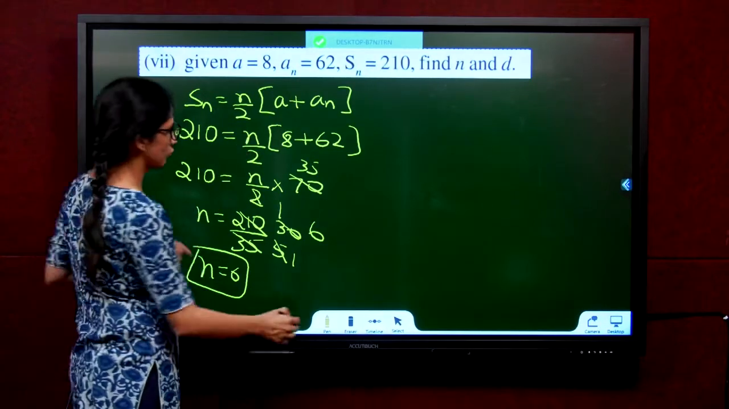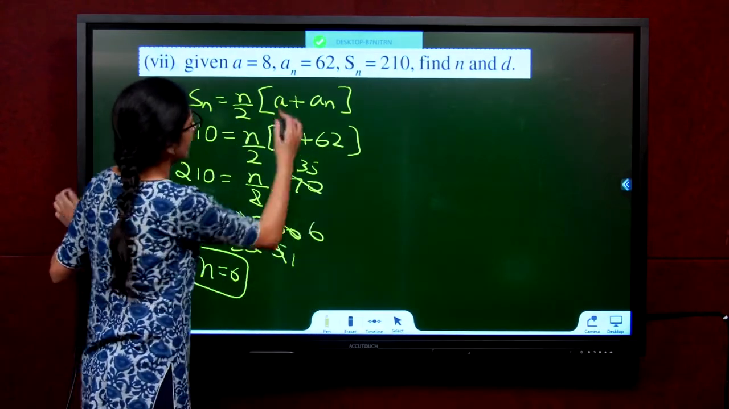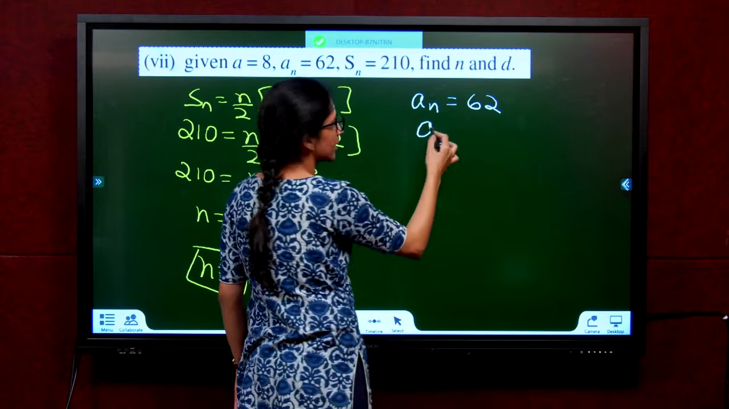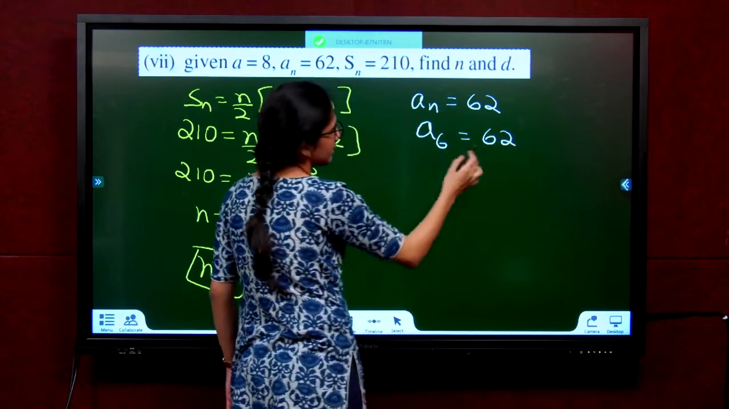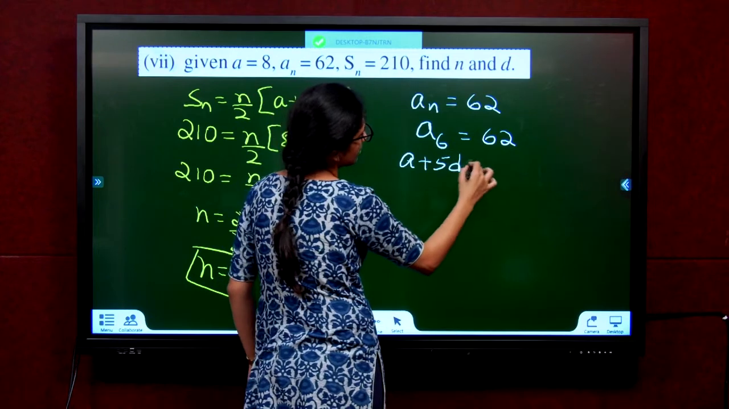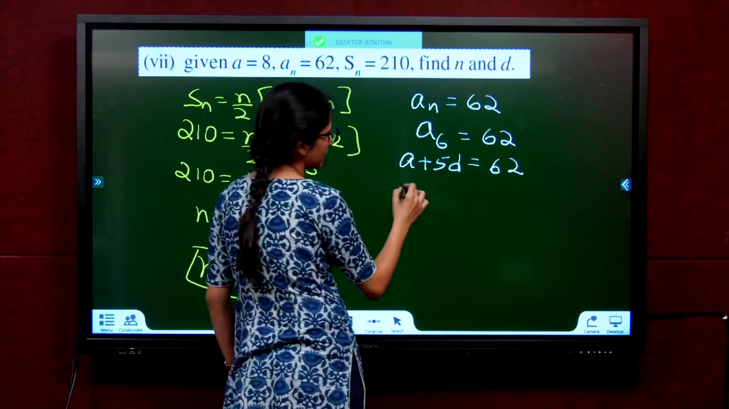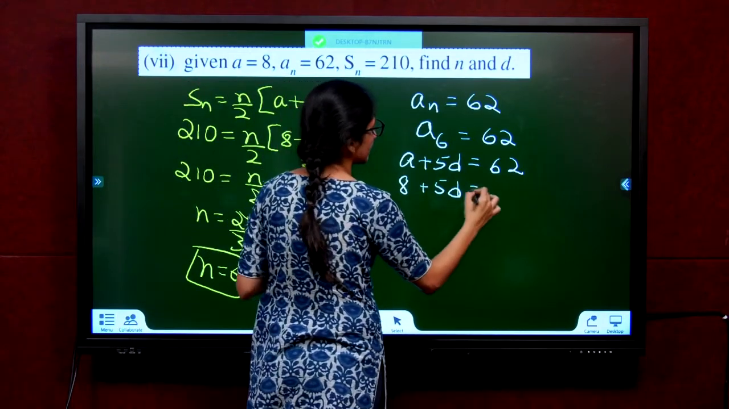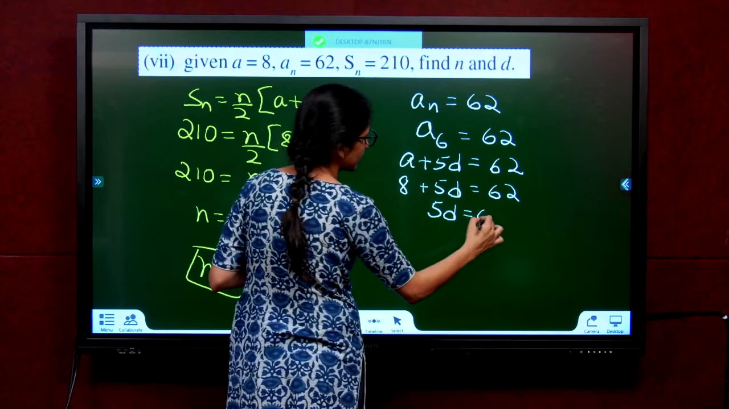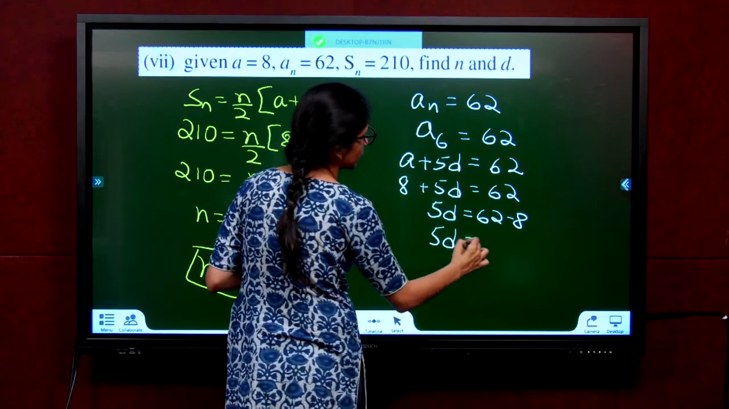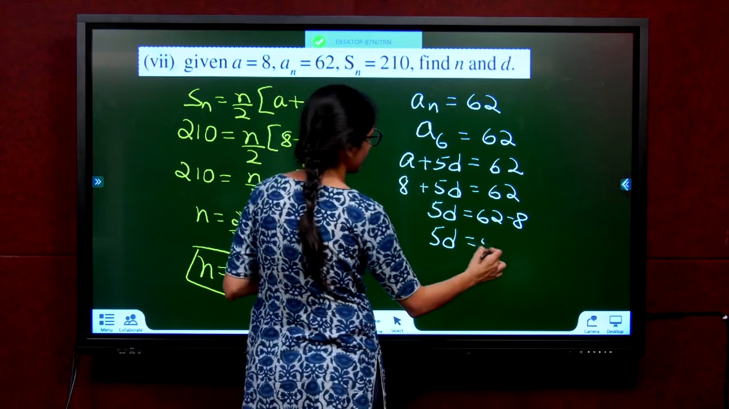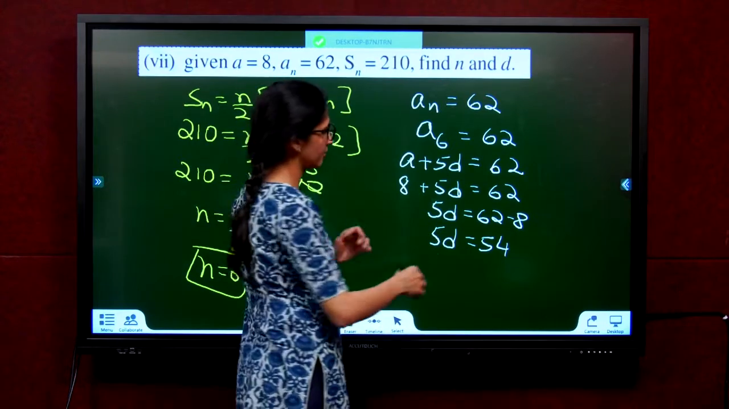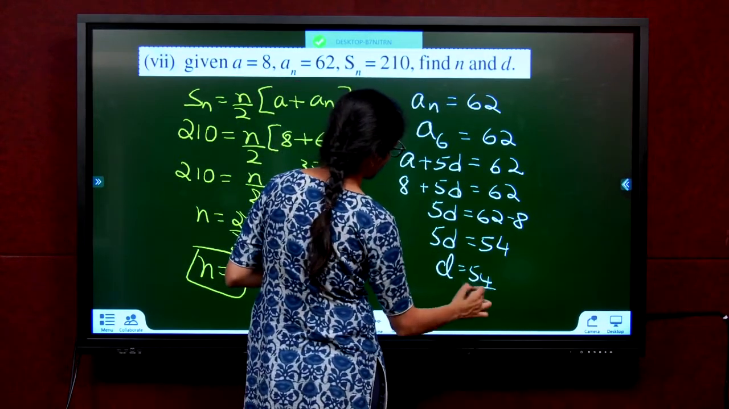Now they have asked us to find also d. You can use any method to find d. I have an here equal to 62. That means I have a6. a plus 5d is 62. So now a plus 5d, what is a? It's given in the question as 8. 8 plus 5d is 62. 5d is equal to 62 minus 8. 62 minus 8 is how much? 54. Is it 54? Yes. d is equal to 54 by 5.